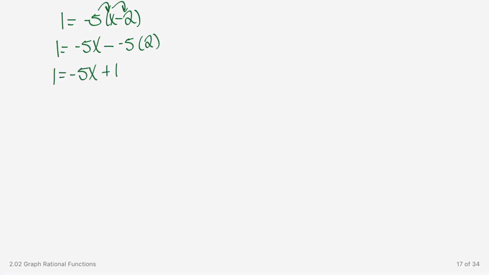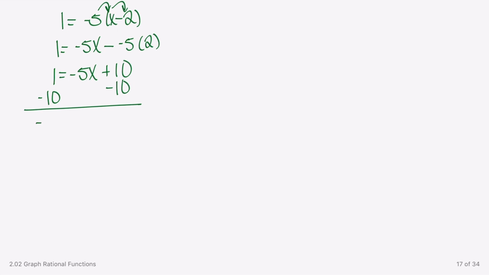So I'm going to continue working on this problem. I have 1 equals negative 5 times x minus 2. I'm going to start off by distributing that negative 5. I have 1 equals negative 5x minus negative 5 times 2. So I have 1 equals negative 5x plus 10. Now I'm going to subtract 10 from both sides.